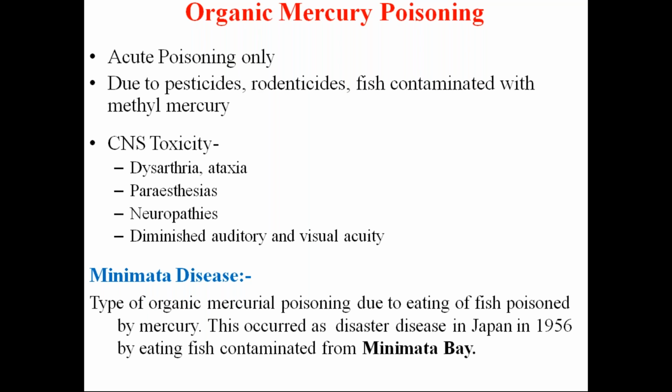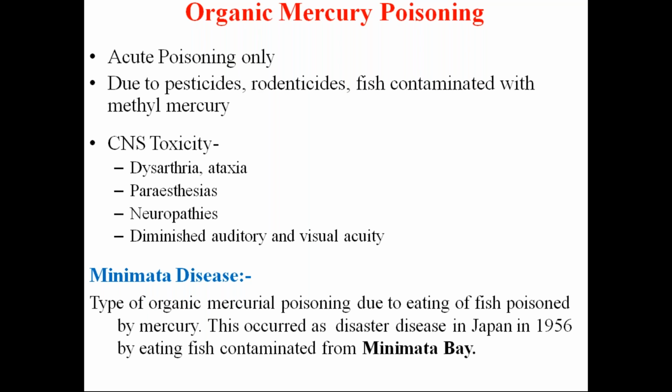Minamata disease. Minamata disease is caused by eating fish poisoned with mercury. It is a type of organic mercurial poisoning due to eating fish poisoned by mercury. This occurred as a disaster in Japan in 1956 by eating fish contaminated from Minamata Bay. Minamata is the name of a place in Japan, and the bay is nothing but a sea or ocean type area.